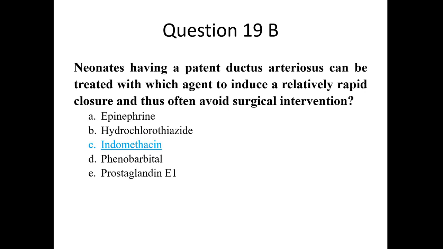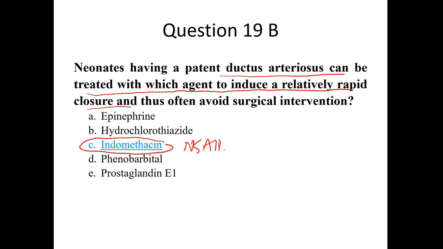Now look, this is question number 19. And question number 19 was that neonates having a patent ductus arteriosus can be treated with which agent to induce relatively rapid closure and thus to avoid surgical intervention. So of course, this is indomethacin, it relates to the NSAIDs, any NSAIDs, so non-steroidal anti-inflammatory drugs.